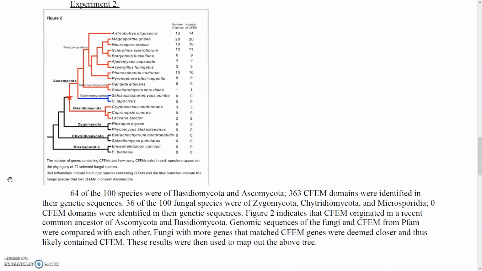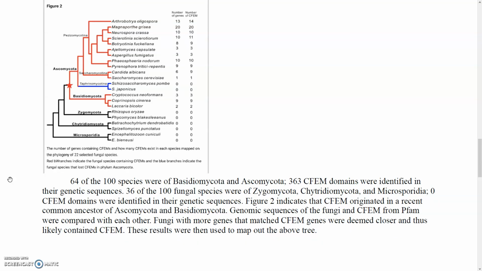In the results for experiment 2, a phylogenetic tree was created with the results of the CFEM compared to the fungal genes. It was seen that the phyla Microsporidia, Chytridiomycota, and Zygomycota had little to no presence of CFEM, whereas Ascomycota and Basidiomycota had high levels of CFEM in them, indicating toxicity.